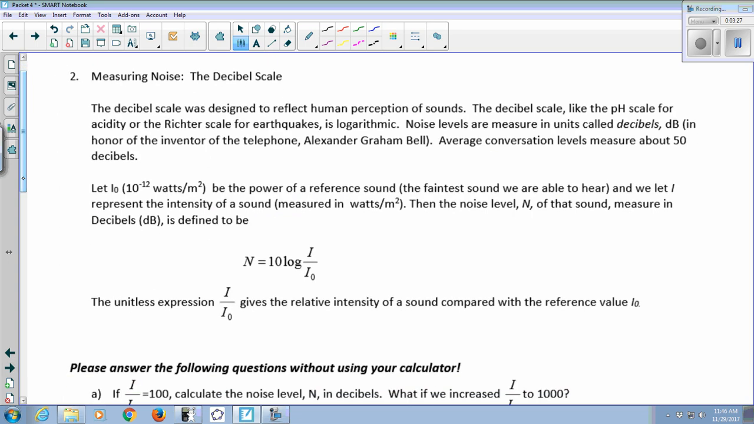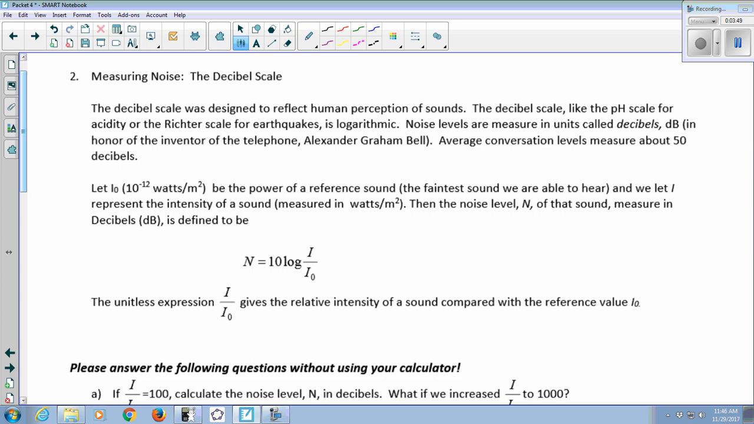Okay, here's another log scale. It's the decibel scale. It's designed to reflect human perception of sound. So just like pH and the Richter scale, it's logarithmic. Noise levels are measured in units called decibels. And average conversation is at about 50 decibels.